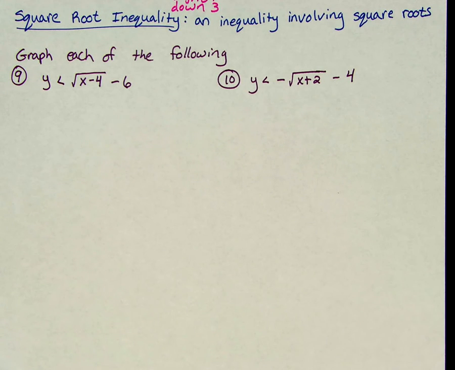In the last part of this section, we're going to talk about square root inequalities. So again, it's just an inequality involving the square roots. The way we graph is still the same. We just have to make sure that we're paying attention to whether we have a dotted or a solid line, and that we add shading to our graph.